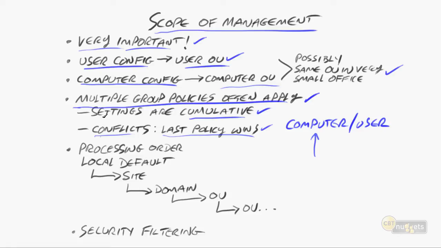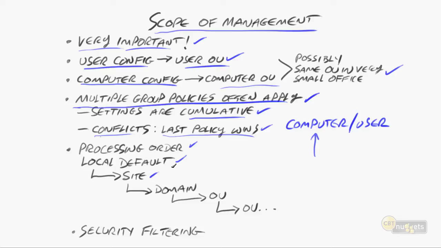Okay, that's where we said, again, multiple settings are cumulative if they don't disagree. With conflicts, the last policy wins. And that's because of the order in which they're applied. The processing order that we see here is the local default settings will apply first. That would be the settings that apply when Windows is just fresh out of the box. And if you can use InPrivate Browsing, that's a local default, so you're going to have InPrivate Browsing.